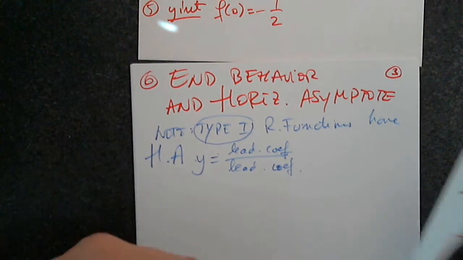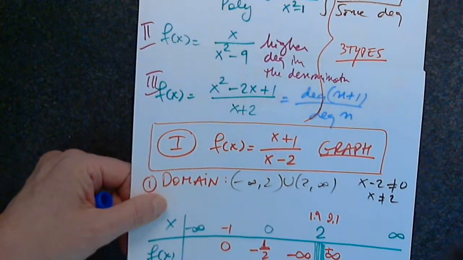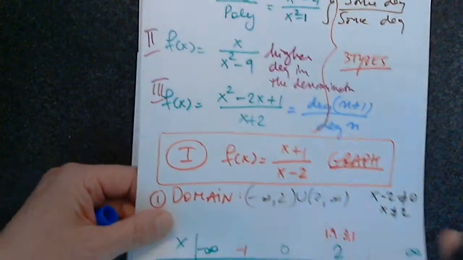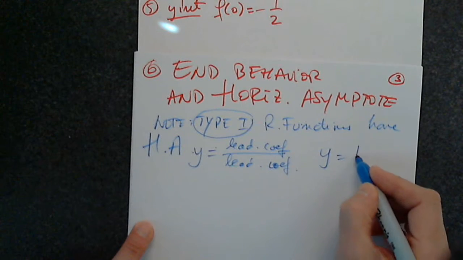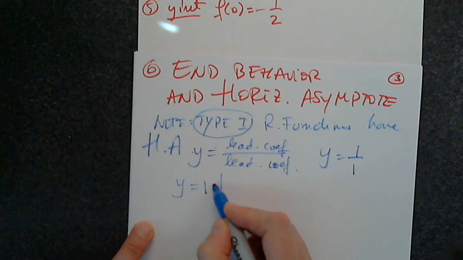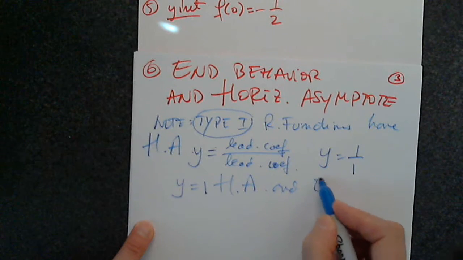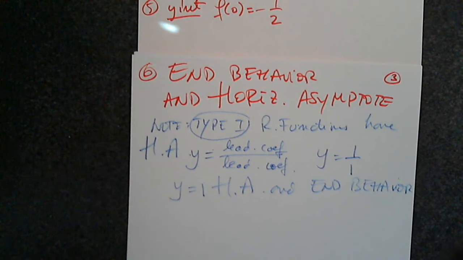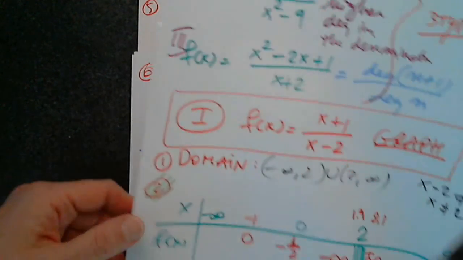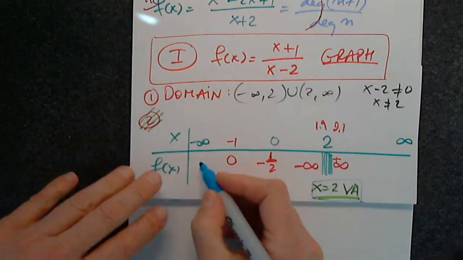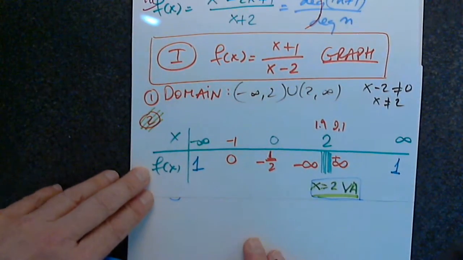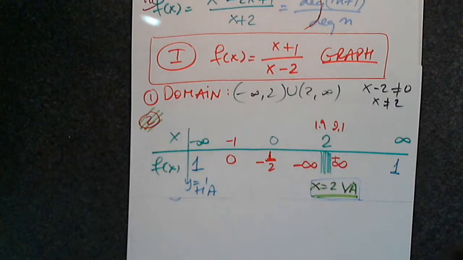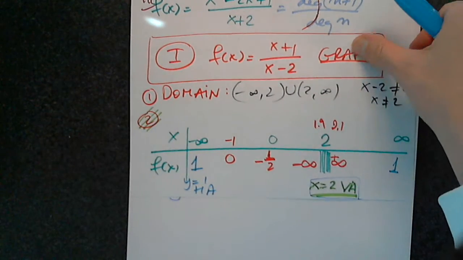Let's go back to our function. What is the leading coefficient of the top? Positive 1. What is the leading coefficient of the bottom? 1. So then the leading coefficient is 1 over 1. So then y equals 1 is the horizontal asymptote and behavior. So I write 1 and 1, and I write myself a note: y equals 1, horizontal asymptote. That's all I need. I'm ready to graph.